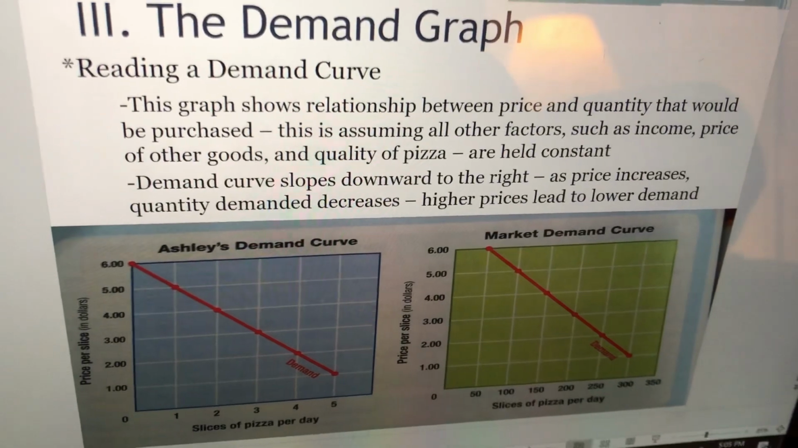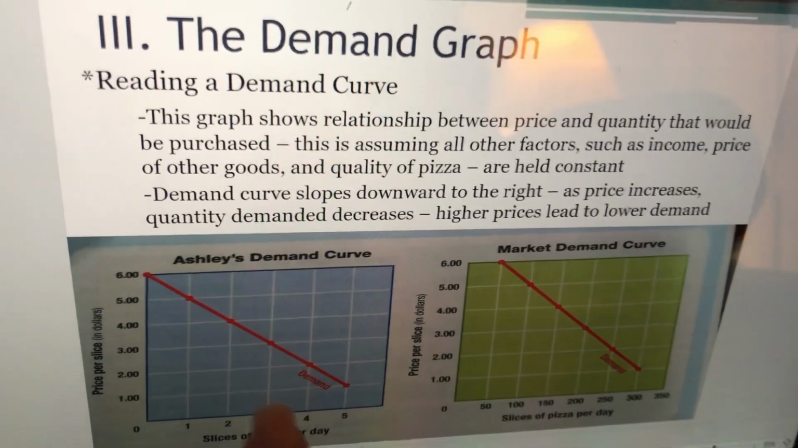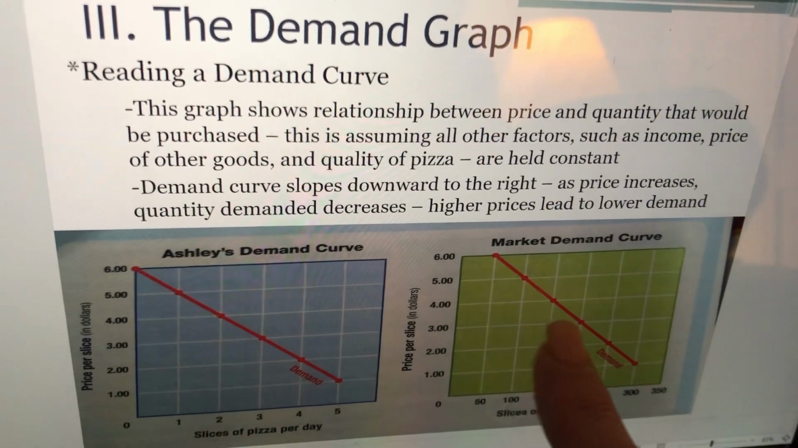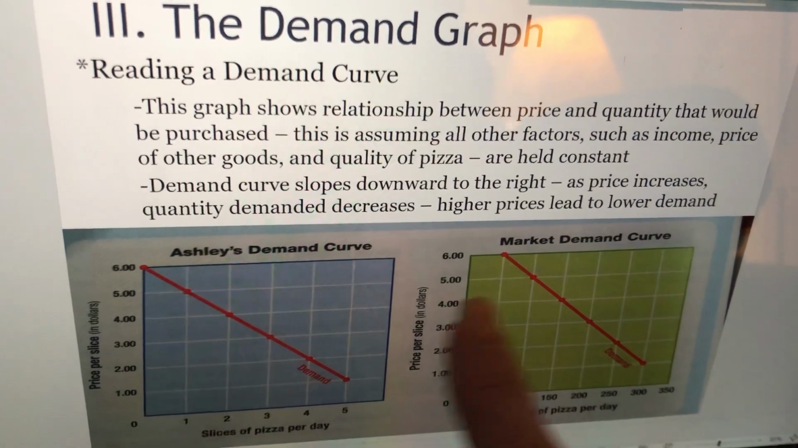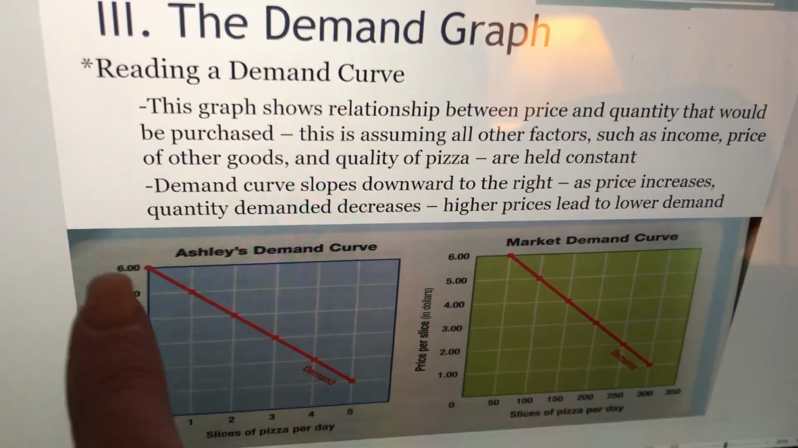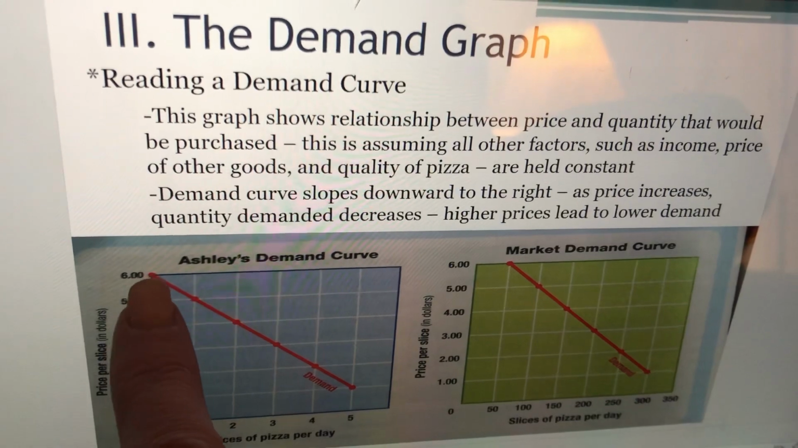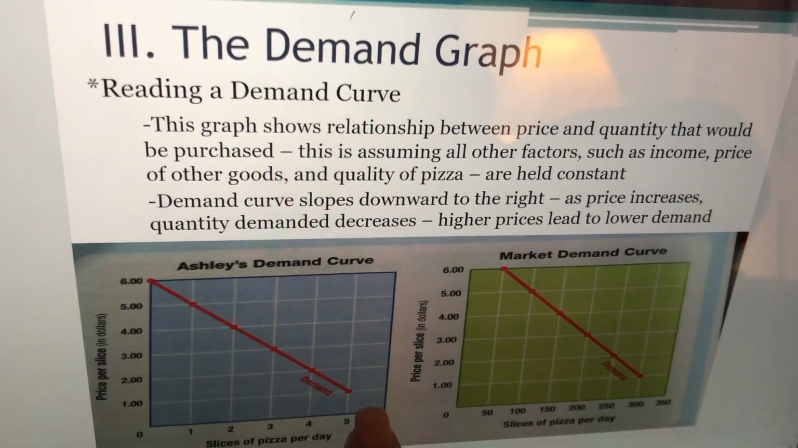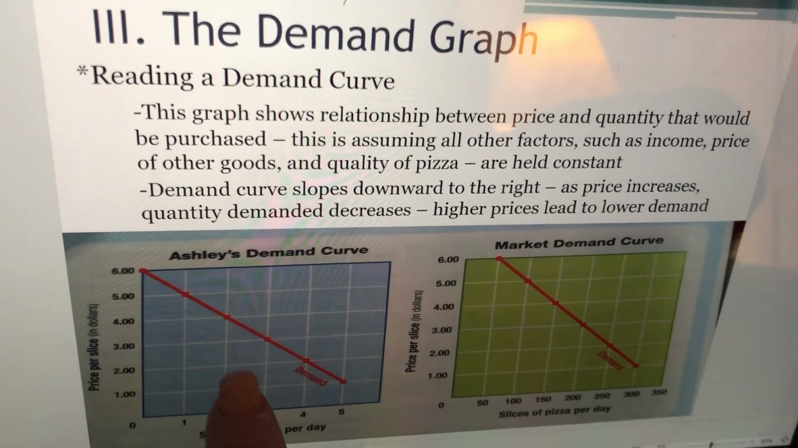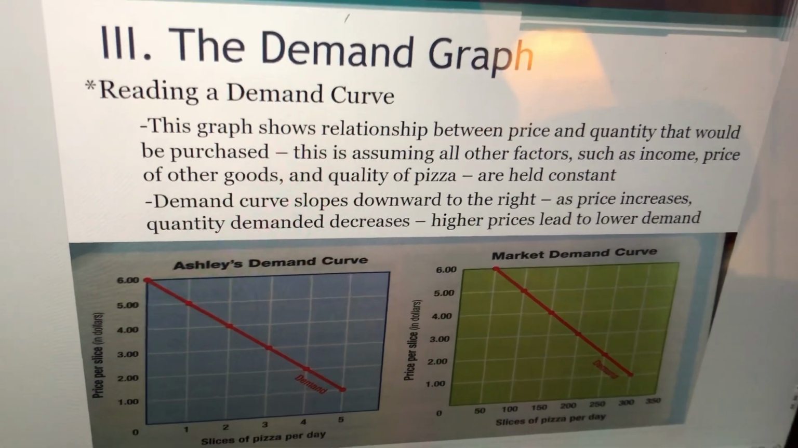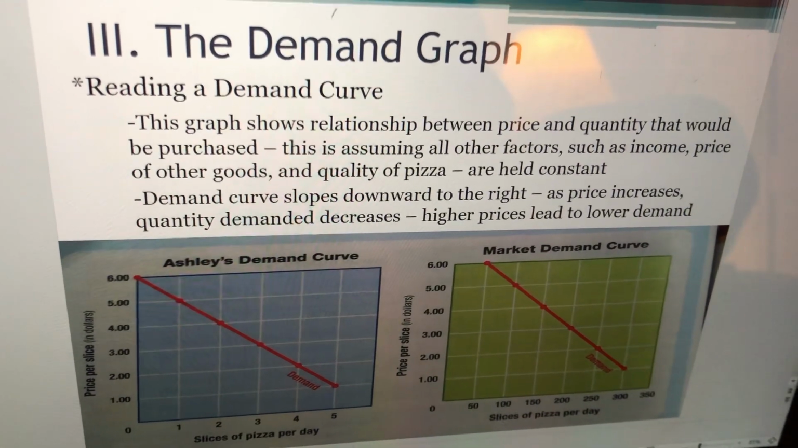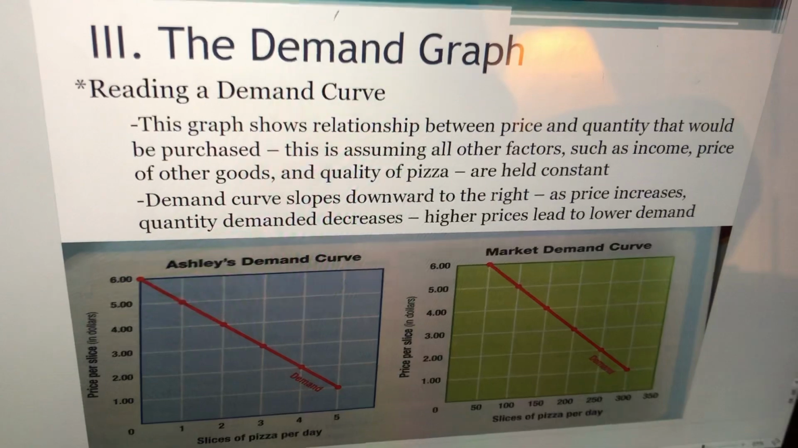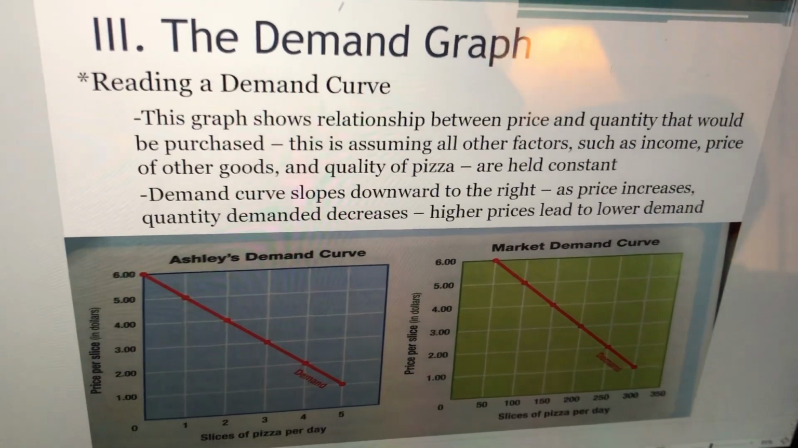And you're just going to read that again. This is Ashley, so that's the individual. This is the market. If this was mine and this was every student at the cafeteria, you're just reading that the demand slopes downward and to the right as price increases. Okay, so as price increases, quantity demanded decreases. Higher prices lead to lower demand.